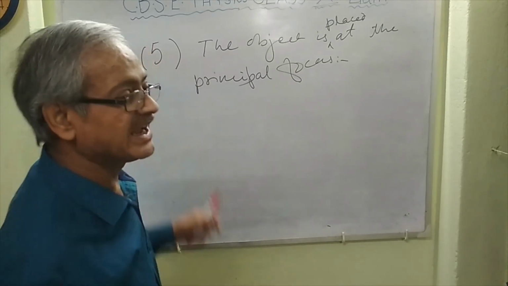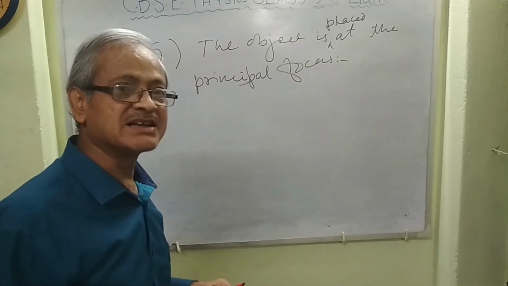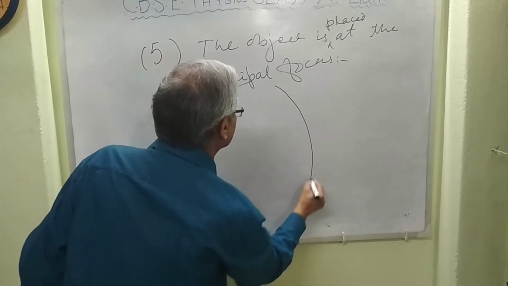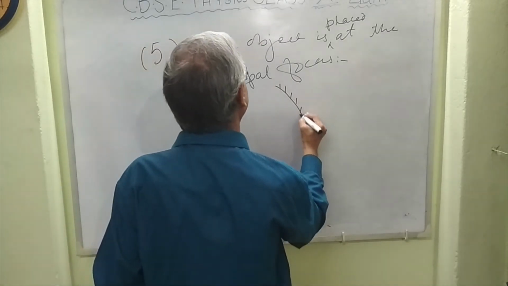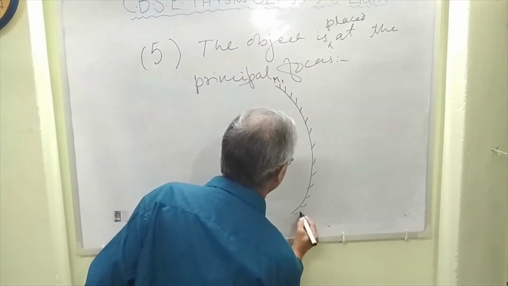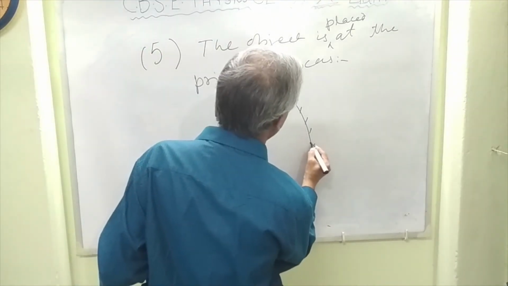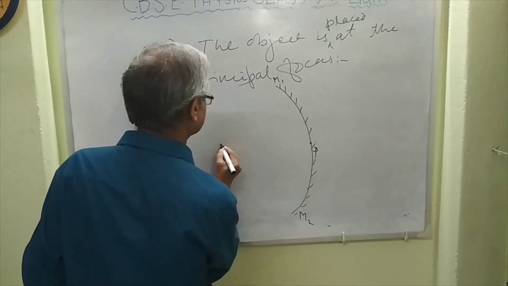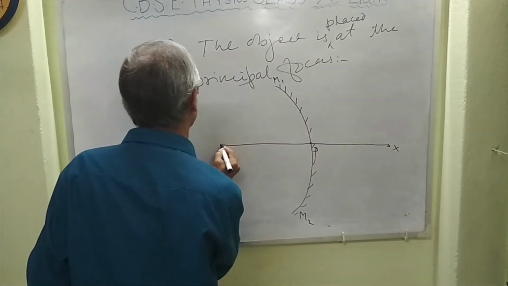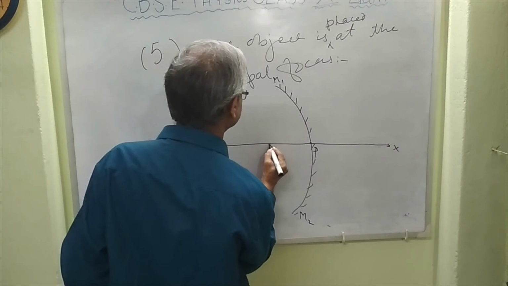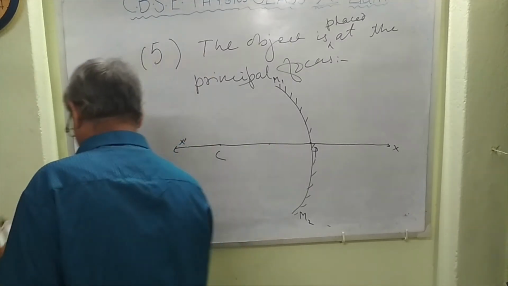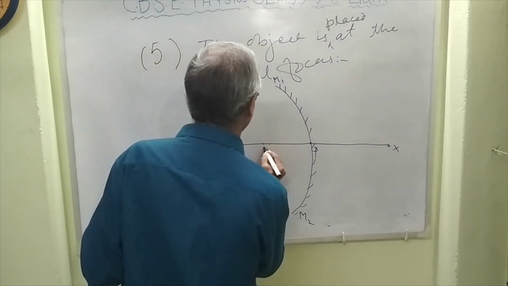Then what will be the position, nature and magnification of the image? See, this is the mirror, a concave mirror, M1, M2 we take here. This is the pole of the mirror, and this is C, the center of curvature, and this is the principal axis. This is the focus, just the midpoint of CP. This is F.